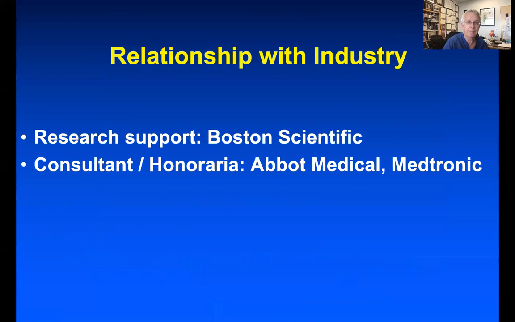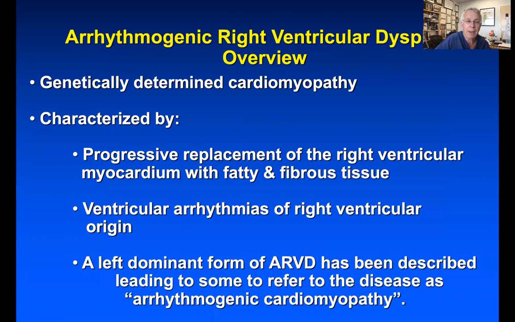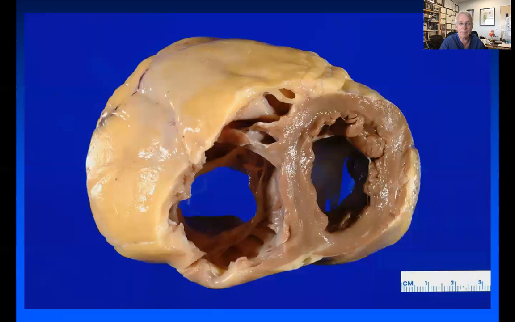The outline is here. I think we're all aware that ARVC is a genetically determined cardiomyopathy characterized by progressive replacement of right ventricular myocardium with fatty and fibrous tissue, and clinically by ventricular arrhythmias of right ventricular origin. We're also keenly aware that a left-dominant form of ARVD has been described, leading some to call this disease arrhythmogenic cardiomyopathy. Now, this is the heart of a 32-year-old who was transplanted for ARVD.